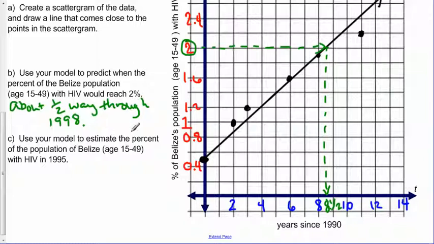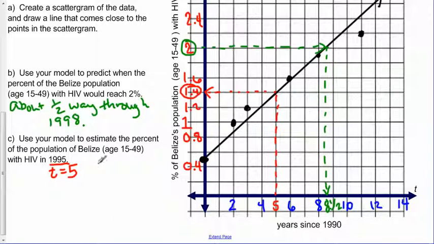Now we want to use our model to estimate the percent of the population of Belize, age 15 to 49 with HIV in 1995. So now they're telling us 1995. And remember, that number we're not going to find along here. We want to be thinking about that 1995 is 5 years after 1990. So here's my 5 right here. So let's see where that's going to hit our line. We go straight up, and then we go straight over. And that's nice because it actually lands right smack dab on a nice little point there. And we're between 1.2 and 1.6, so that must be the number 1.4.